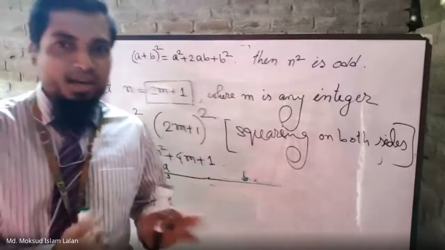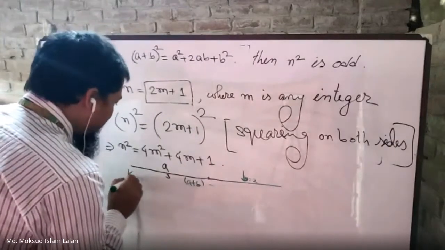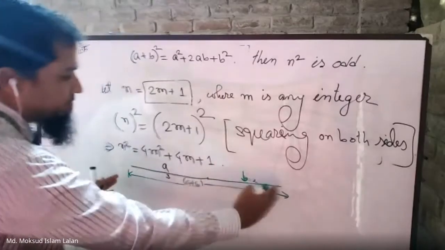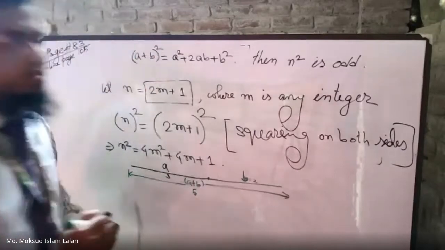Yes, sir. From here to here, total distance is 5, right? So you are telling A plus B. You are telling this is A plus B. This whole distance from here to here, right? This whole distance you are represent by A plus B, or you are calling 5 units, right?